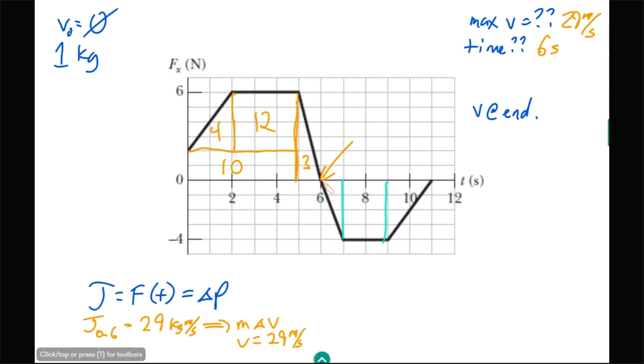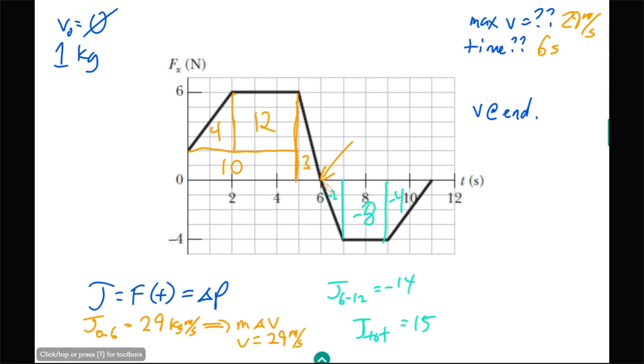So this is -4, 1/2 of -4 times 1, so that's -2. -4 times 2, so that's -8. And -4 times 2, half of that, so that's -4 as well. So then my impulse from 6 to 12 must be -14, which means my total J must be 15 positive.